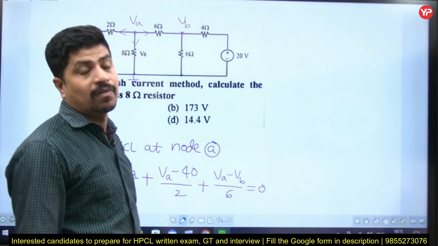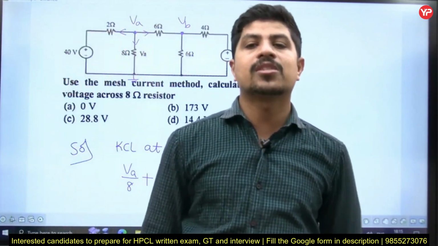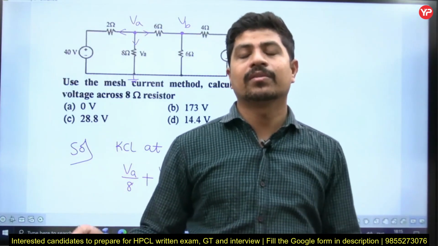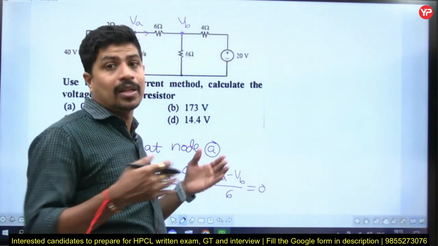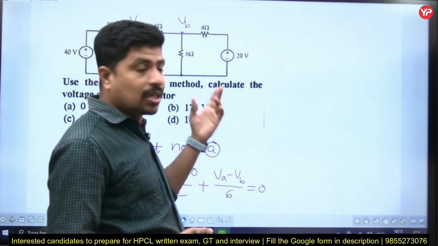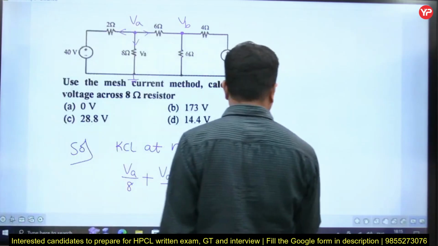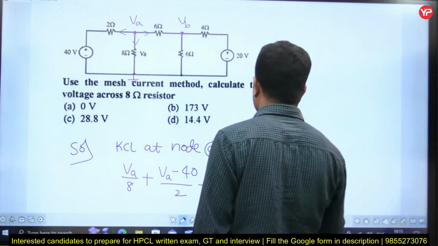What KCL says is that the sum of all the currents at a node is equal to 0. The sum of all the currents entering is equal to the sum of all the currents leaving. Here I have taken all the currents as leaving, no entering currents. So the sum of all the currents leaving is equal to 0. You get one equation from this.